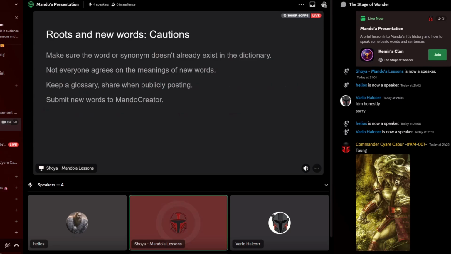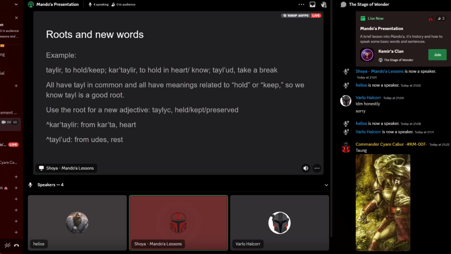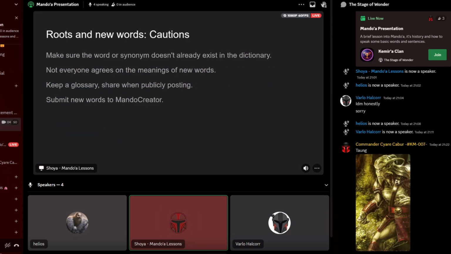So whenever you're taking a root and trying to make something new with it, make sure that another word or synonym doesn't already exist that you could use. Or you could try looking through the etymology of the word you're trying to translate and see if there's another alternative you could use.